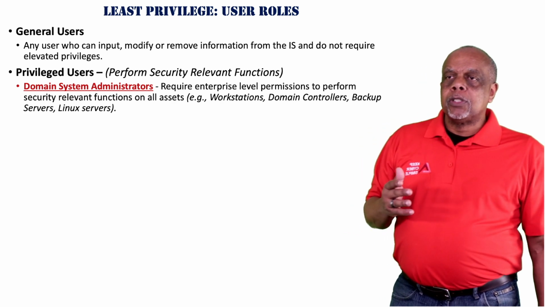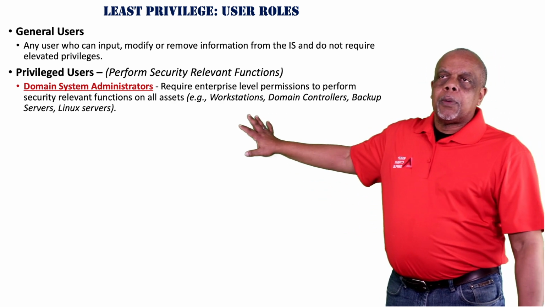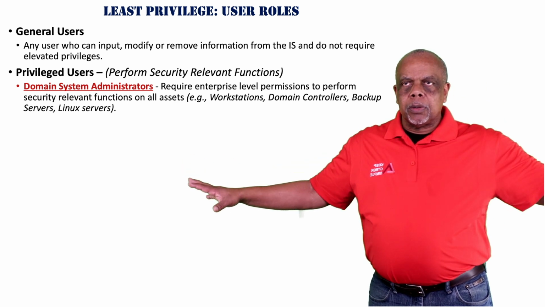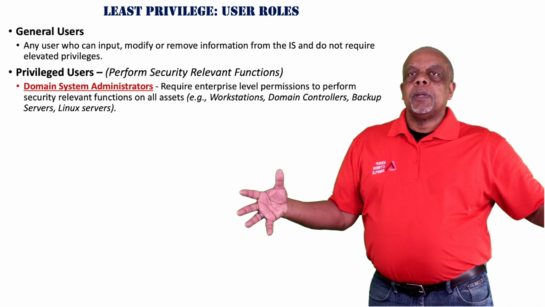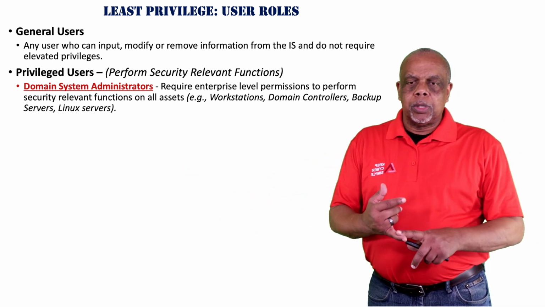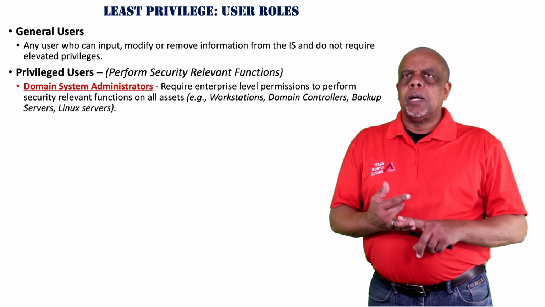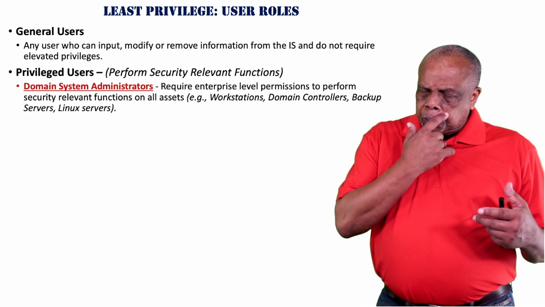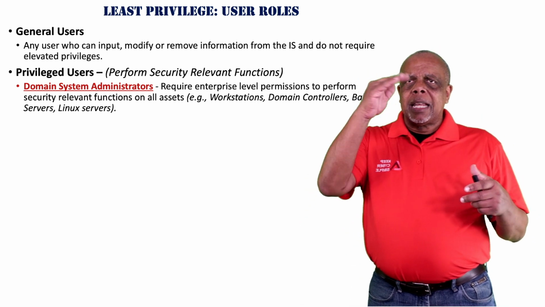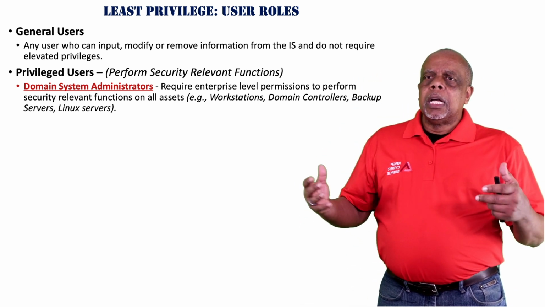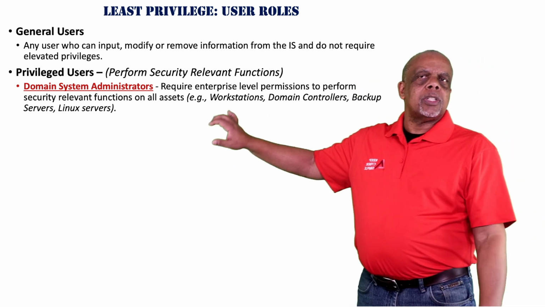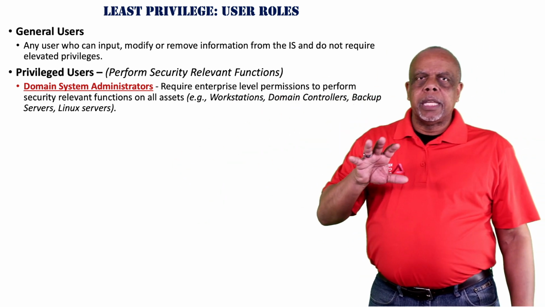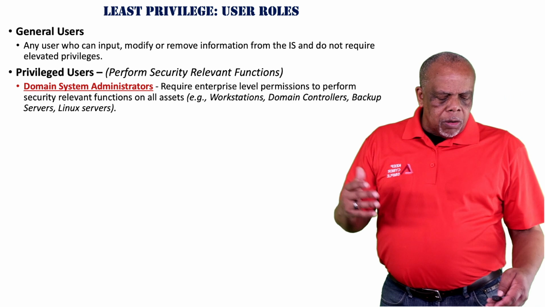So when you look at privileged user roles, on most networks you have some type of domain system administrator. They are responsible for the enterprise, which means that they have access to root. They can sudo up to root. They have access on a Windows machine to be able to elevate or escalate privileges. So they can access workstations, your domain controllers, servers, backup servers, because they have to administer all of these things.